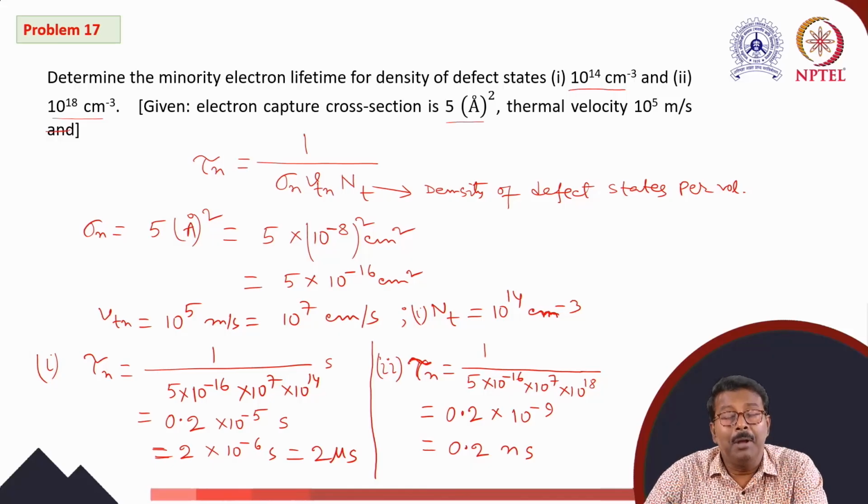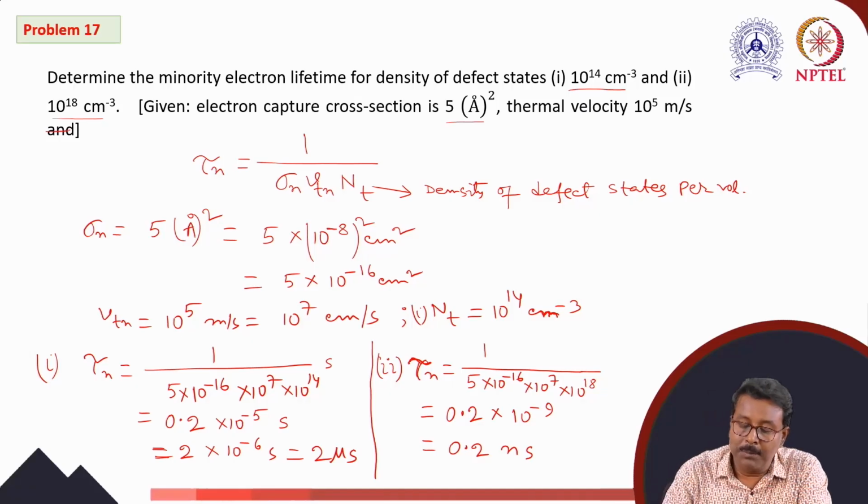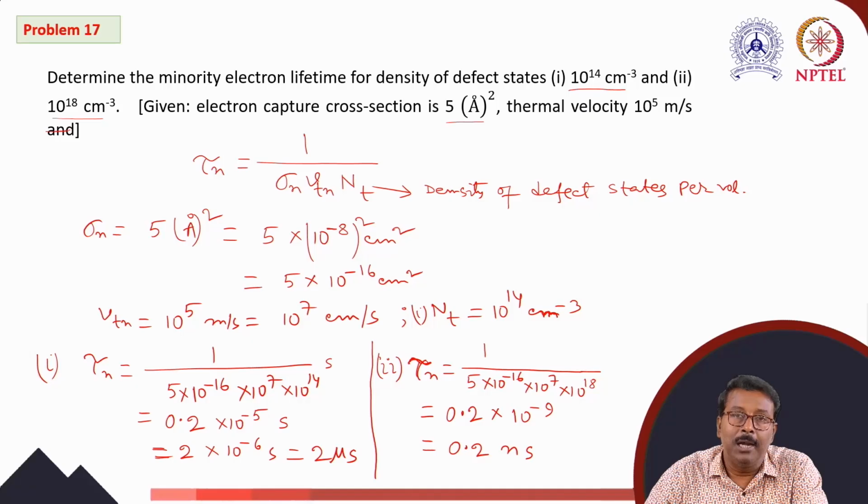Carrier lifetime high means recombination rate will be less. Diffusion length will also be high. Carrier lifetime as large as possible is beneficial for reducing the recombination or for enhancing the carrier generation. That is, the diffusion length can be enhanced. So carrier lifetime is a very important parameter, and in this problem it is shown that carrier lifetime drastically reduces with increasing defect density.